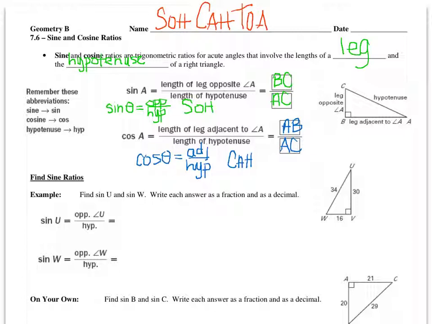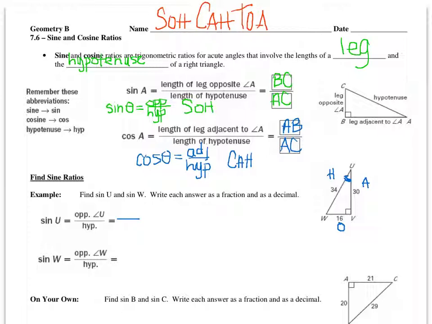So let's look at our first example. It says, find the sine of U and the sine of W. Write each answer as a fraction and as a decimal. So let's do the sine of U first. So let's identify where angle U is. Right here's my angle, my theta that I'm talking about. So if that's my angle, my hypotenuse is right here. My side next to it is my adjacent. And my side across from it is my opposite. So sine uses opposite over hypotenuse.